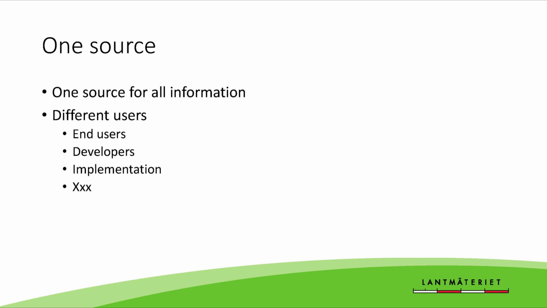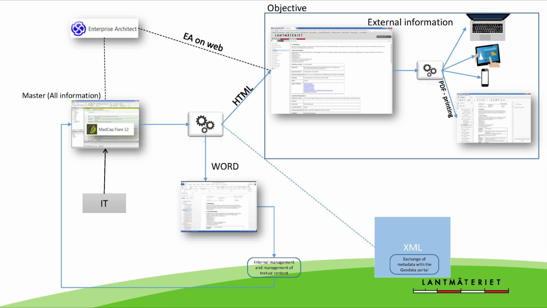And how do we do that? We have our models in the Enterprise Architect. And I think most of you know something about that, at least working in the standardization area. And for the documentation part, we have a software called Flare. It's from MadCap. And we want to have that as a master for all information. And we also take some URIs from the IT and put them into the master documentation. And from there, we manage to put some on the external HTML document together with the models coming from the Enterprise Architect.